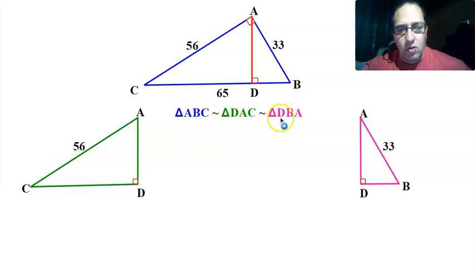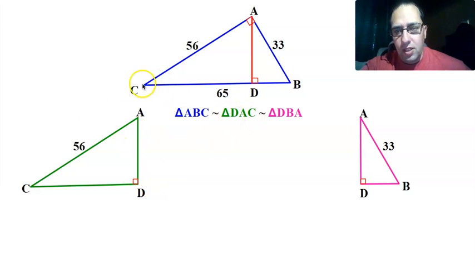Notice the order here. I started with my original triangle with angle A. Angle A is the right angle. So for the green triangle, I need to start with the right angle because it's got to go in the same order. The right angle is A, so it goes first. Here the right angle is not A, that's acute. The right angle is D, so D needs to go first.